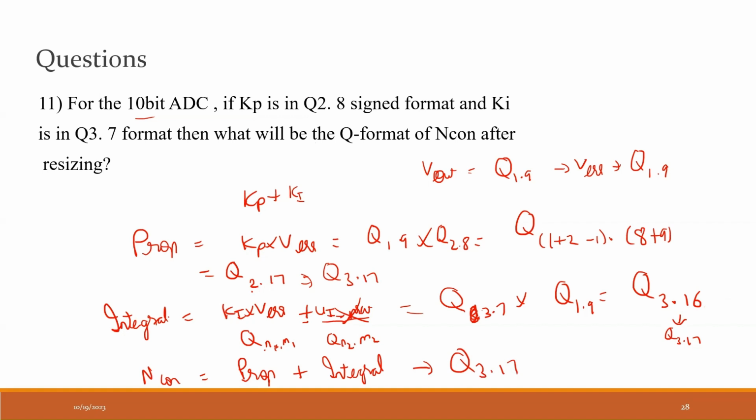So the greatest of the two on both sides of the decimal should be taken, right? Yes, yes.